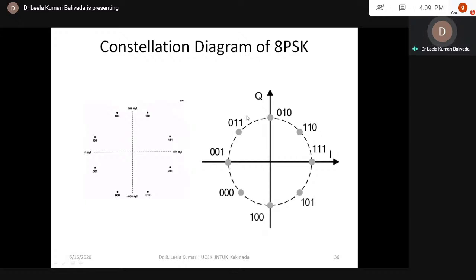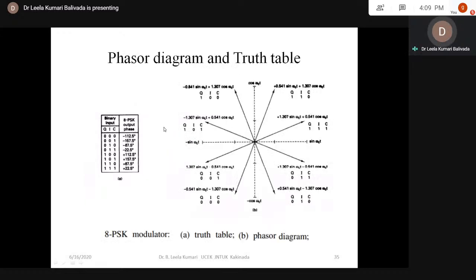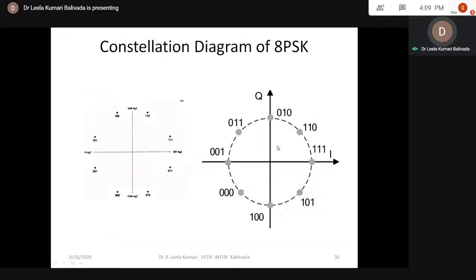Okay, and this is another way to represent the 8 PSK by using a constellation diagram, where the phase difference between all of these is 45 degrees. For one symbol it is 0 degrees, for another symbol it is pi by 4, another is pi by 2, then 3 pi by 2, pi, 5 pi by 4, 3 pi by 2, and 7 pi by 4. So these are the phases for this particular notation, and the phases for this constellation diagram are different.